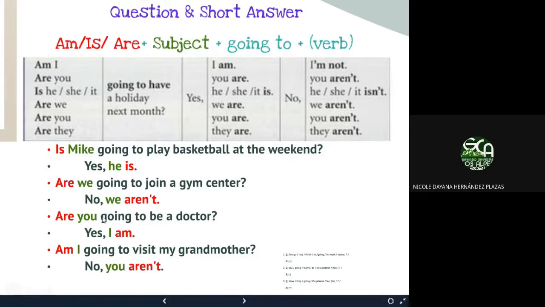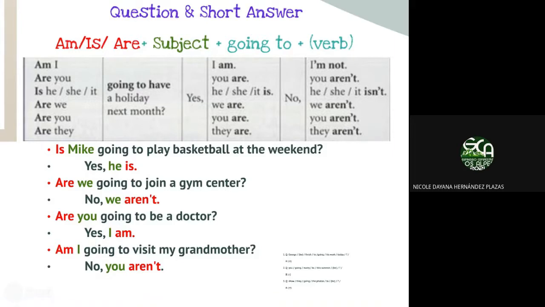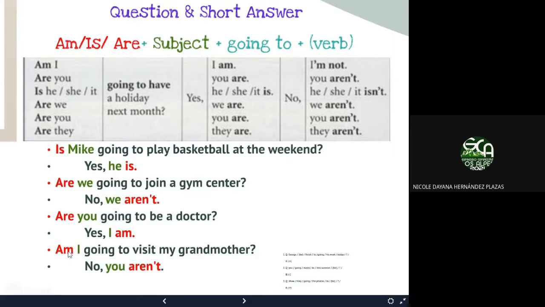The next one is attack. Are you going to be a doctor? Yes, I am. And the negative, how can you put? No, I am not. The next one is the last one. Are you going to visit my grandmother? No, you aren't. How is the affirmative answer? Yes, you are. Okay? So that's how you are going to answer and to make questions with be going to.